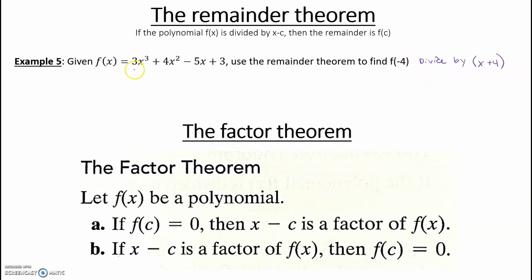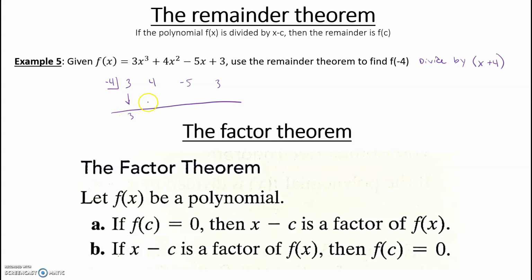So let's try our synthetic division one more time. So we're going to use that negative 4. We're going to pull off our coefficients. So x cubed is 3, x squared is 4, x is negative 5, and my constant is 3. And we're going to use that synthetic division. Drop it down, and then multiply, add, multiply, add.